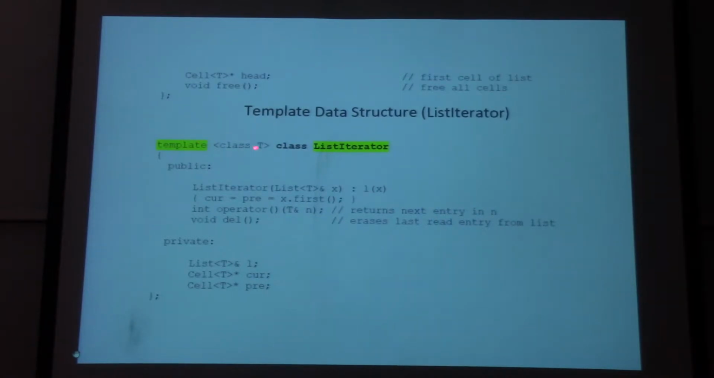So this is template class T, class list iterator, and notice it has list iterator, list T ampersand X. So here is the type in the constructor. This is the parameter. So the list iterator gets into its constructor a list of type T, the same type as it's parameterized. So list iterator iterates list of, let's say, list of doubles. Therefore the list iterator gets into its constructor a double list reference called X, and it puts the X into L. What's L? It's a list double reference. So it references that one.